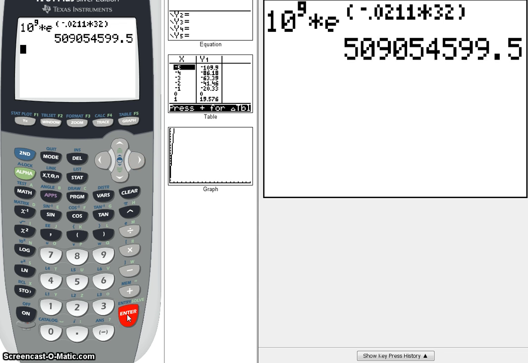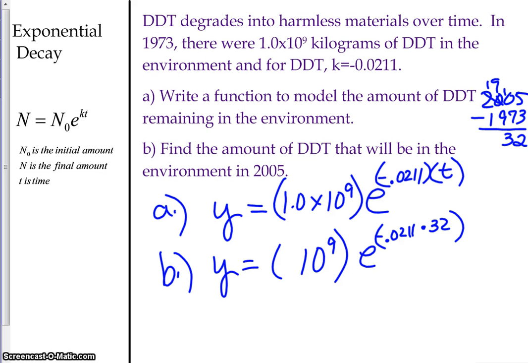So for an answer here, I got 50905459. I'm going to call it about 5.1 to the 8th power. So since I was given a number here, I'm going to say it was about 5.1 times 10 to the 8th power. All right, so I rounded my answer there. I could write it all out if I wanted to. It's kind of a long answer to memorize.